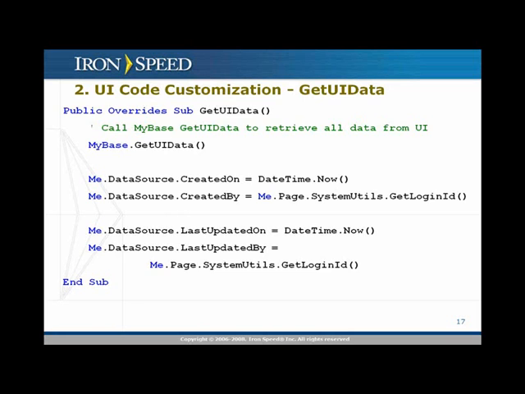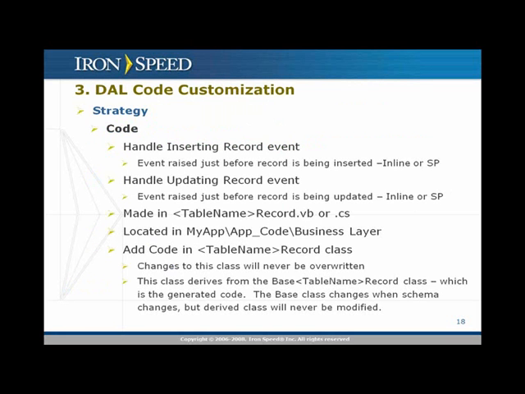Method 3 is to do it at the database level. Well, what can you do at this level? Our strategy would be to handle 2 events that are thrown when records are being inserted or being updated. So either we handle the inserting event or the updating event. And then you need to do this in a file in the business layer.